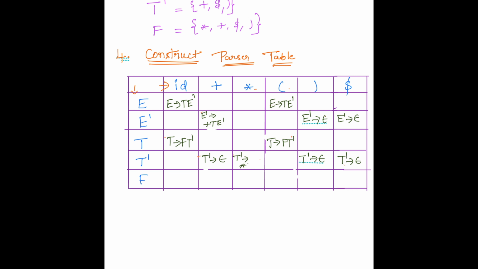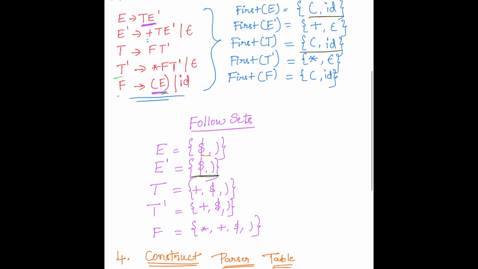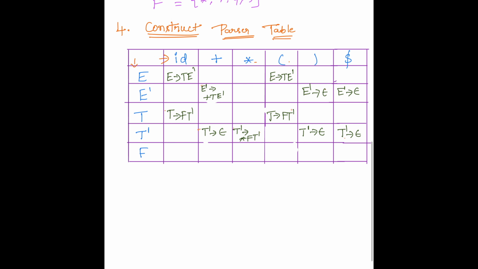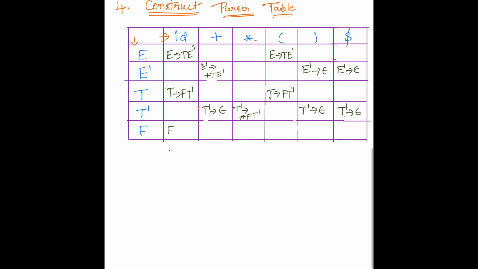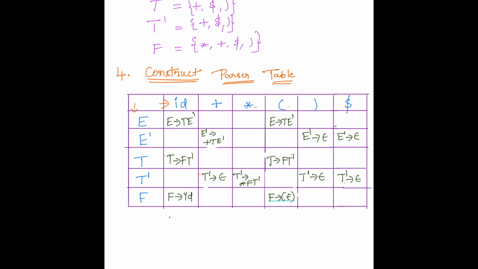The next is F. F produces E. The first of E is open brace. So we write F produces E under the open brace column. F produces again ID. The first of ID is ID. So we write F produces ID under the ID column. I hope you guys understood this table.